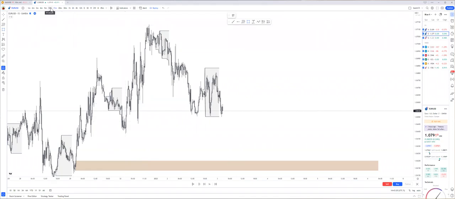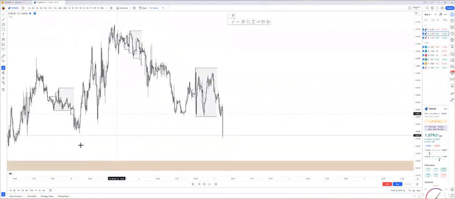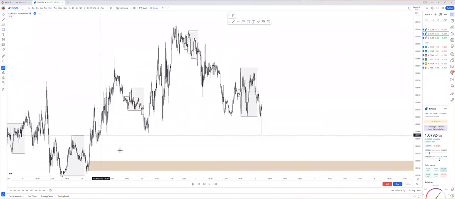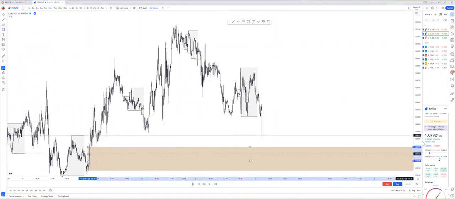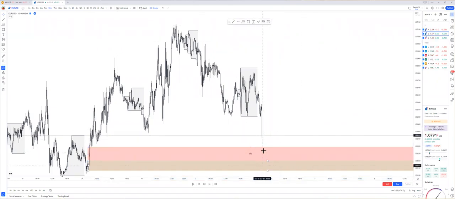Now, if I jump to the 10 minute, I might be able to see it much more clearly. No, okay, so that is fully mitigated. You can see here, look, see, it's taken the low already. Okay, that's fine. So what we'll be waiting for is price to come into this area here. So let me draw my imbalance as well. And I'm expecting price to reverse off of this area. Basically anywhere here and here.